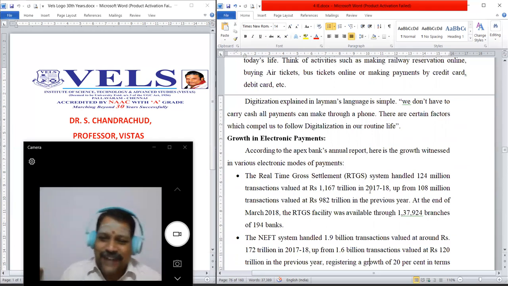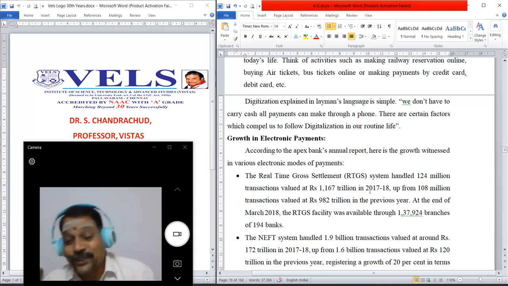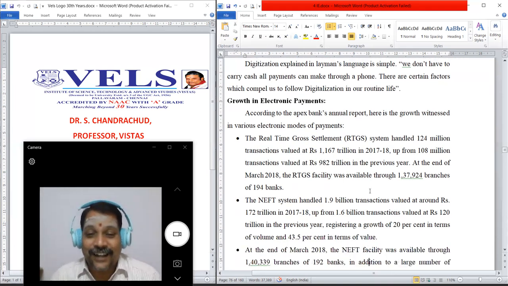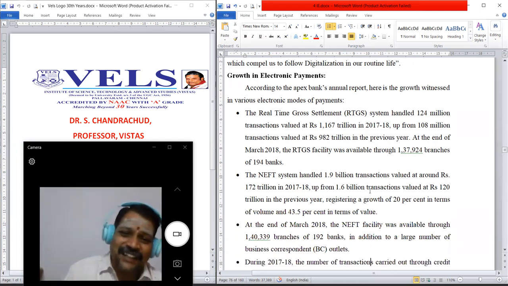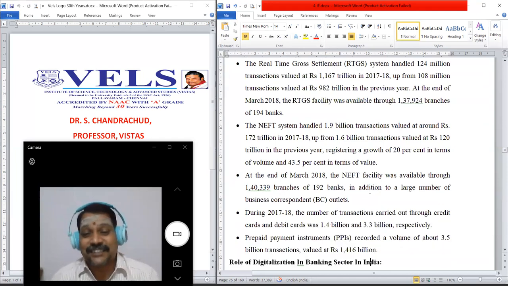So at the end of March 2018, this RTGS, that is real-time gross settlement, is available at 137,924 branches of 194 banks. Such a huge growth is because of the digitalization. The other one is called the NEFT system. This has handled 1.9 billion transactions valued around 172 trillion in the last year, and of course 1.6 billion transactions valued at rupees 120 trillion in the previous year. So this growth has happened because of the digitization.